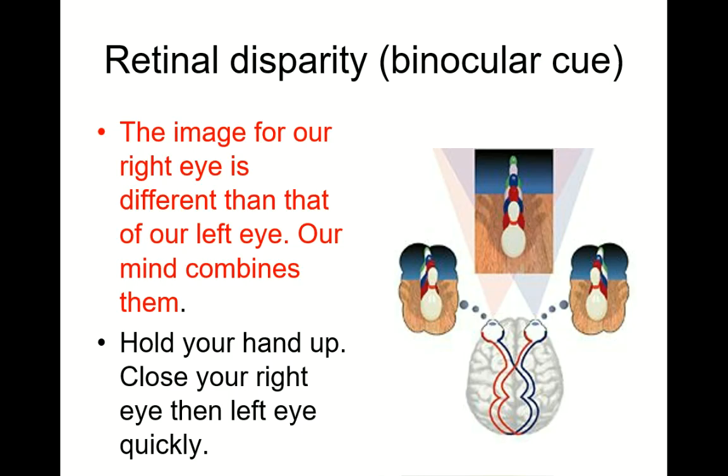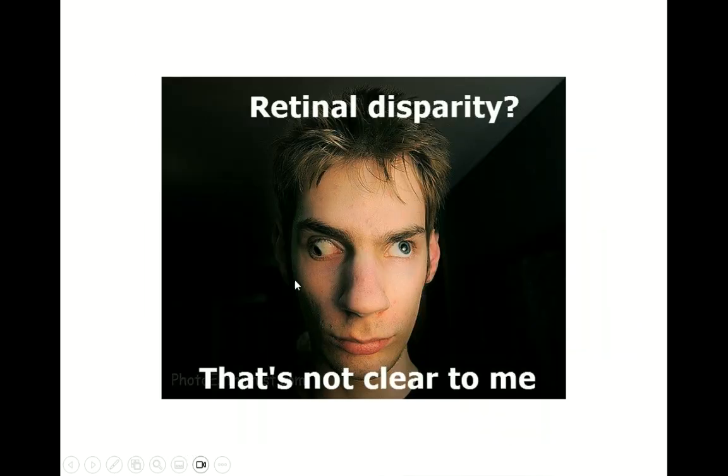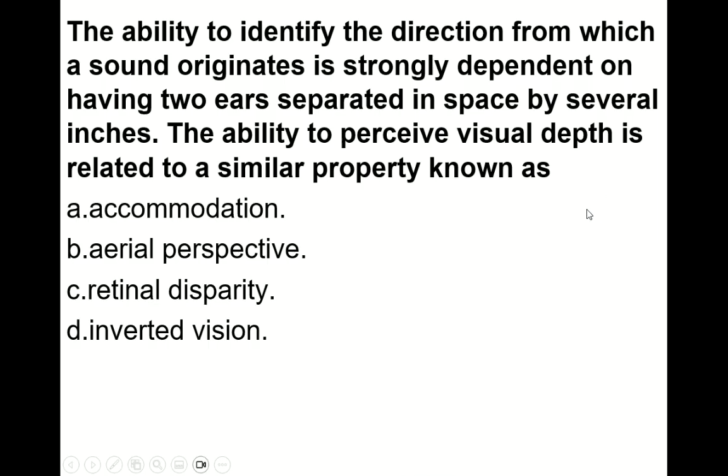But I do know that your left eye sees something different than your right eye. And your brain does something with that and somehow creates depth with that knowledge. Okay, so basically your left and your right eye see something different. All right, moving right along. All right, so go ahead and try to answer this question.